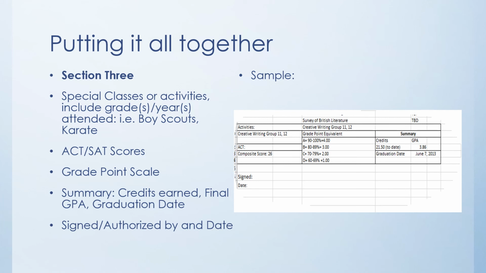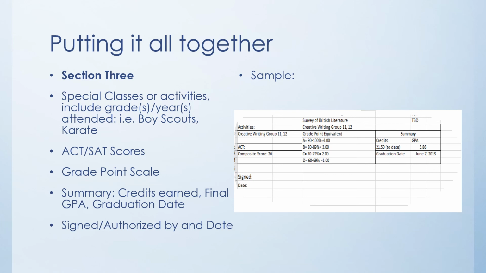For example, on my screen, my kids participated in a creative writing group, my son in his 11th and 12th grade years. Other suggestions would be Boy Scouts or karate, the youth symphony, maybe volunteer work at the zoo or Pioneer Museum. Those kinds of things might be really helpful to include.